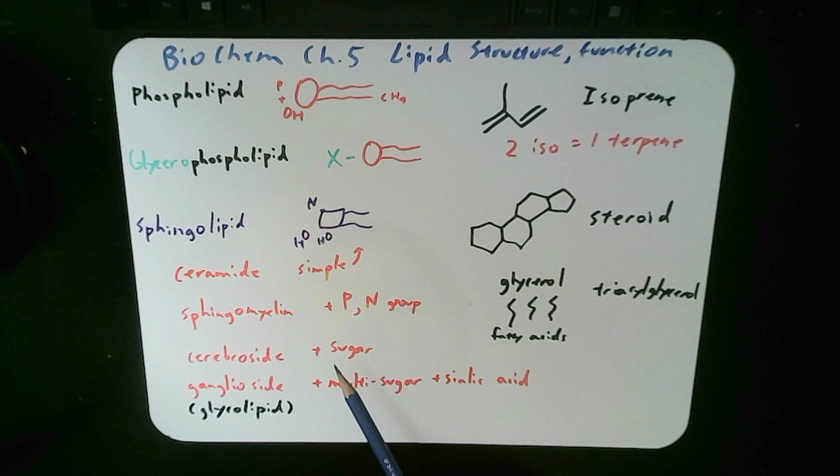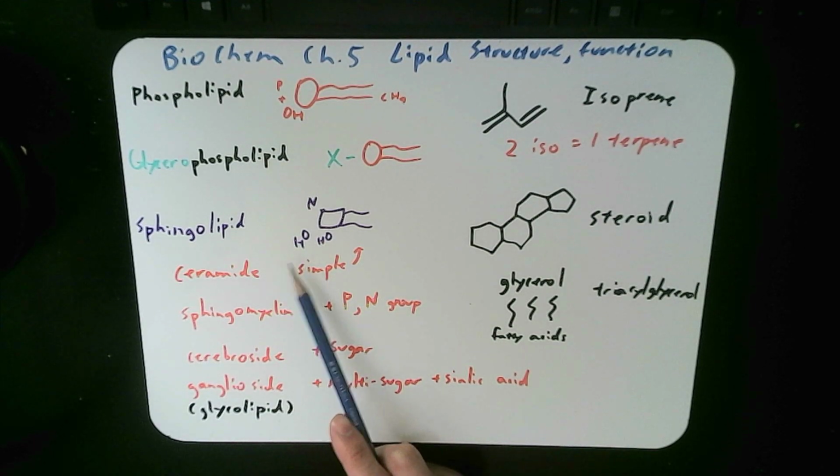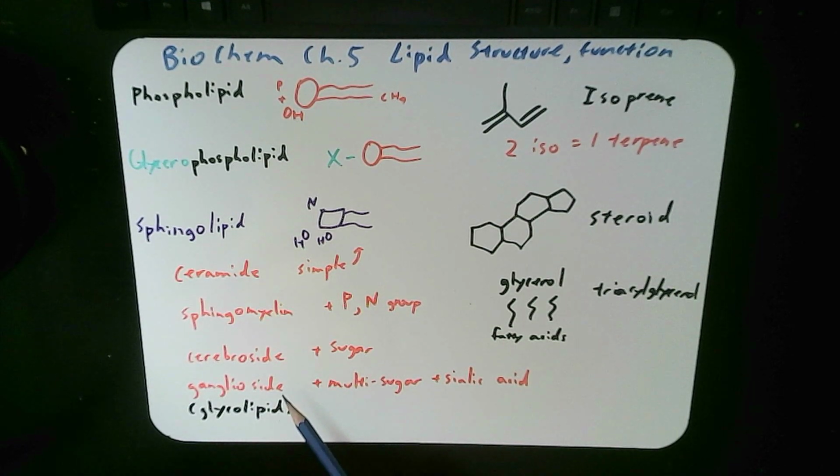Cerebroside specifically uses sugar as the front attachment, and ganglioside uses multiple sugars, so oligosaccharides, plus a sialic acid in front of it. If they give you a structure diagram, you can just look for oligosaccharides in front, and if you see an additional acidic group, then that's sialic acid. It is also commonly known as glycolipid because there's a lot of glucose and glycogen.